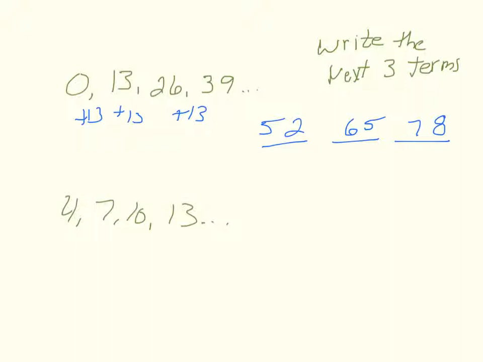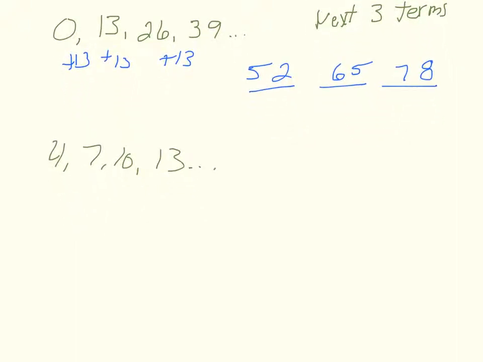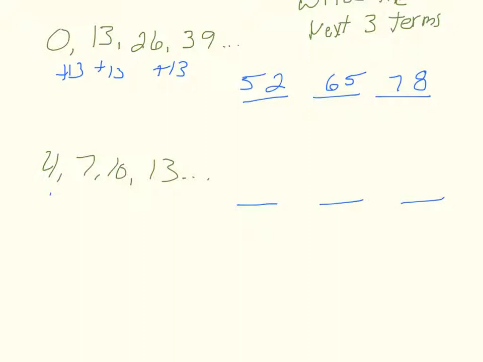Now what I'd like to do is focus on the bottom part. I still want you to write the next 3 terms. Go ahead and do that now. Well, if you notice, if you jump from 4 to 7, you are adding 3. And if you jump from 7 to 10, you're adding 3. And if you go from 10 to 13, you're adding 3.